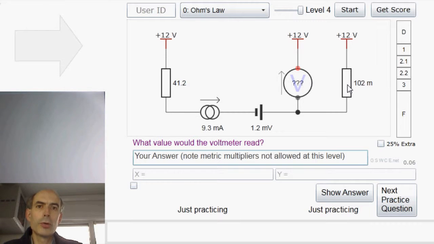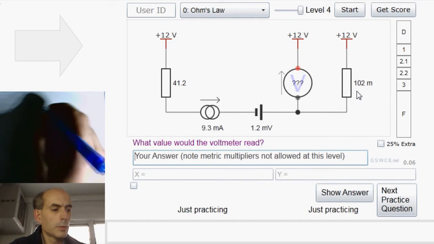We also need to know the current flowing through that resistor to apply Ohm's law, and we do, because there's a current source here, 9.3 milliamps, which forces 9.3 milliamps to flow through this 1.2 millivolt voltage source, and it can't go up here because that's an ideal voltmeter. It never takes any current, so all of that 9.3 milliamps must go up here through this 102 milliohm resistor. So we know the resistance and we know the current. So we can apply Ohm's law.